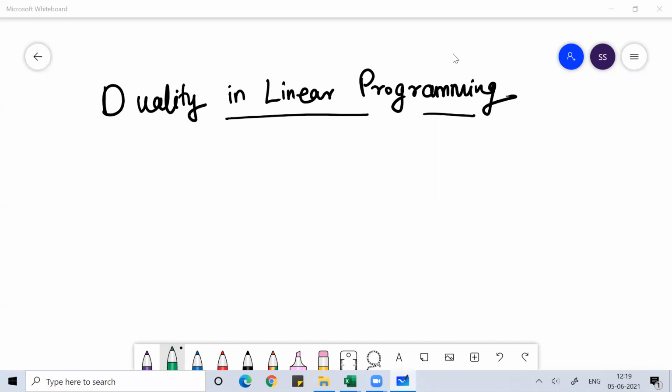And guys, in today's class, we'll start the concept of duality in linear programming. We'll discuss this topic. So, guys, we have done so far how we can construct an LPP problem, and once we are done with the construction of the LPP mathematical problem, we learned how to find the solution of those problems by using either the graphical method or the simplex method.